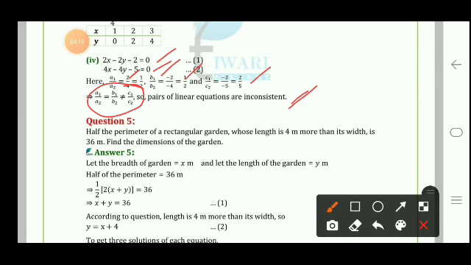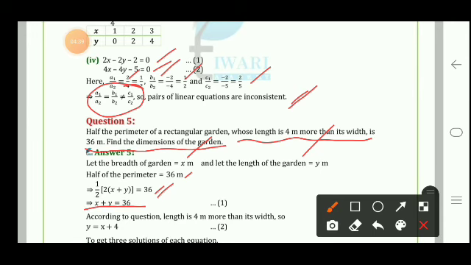Now question number 5. Half the perimeter of a rectangular garden whose length is 4 meters more than its width is 36 meters. Find the dimensions of the garden. So let the breadth of the garden be x and the length be y meters. Half the perimeter means half of twice of x plus y is equal to 36. This is the equation according to the question. So we have x plus y is equal to 36.